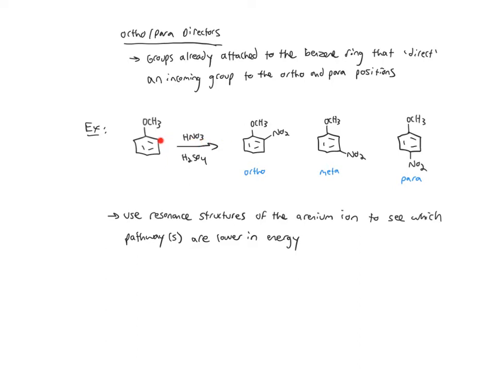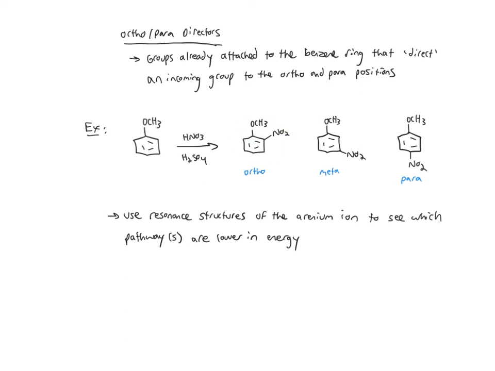So we have either the position right next to the group that's already on the ring, which we call the ortho position when they're on carbons right next to each other. This side over here on the left would also be an ortho position, but it would be the same product as the one that we've drawn here, because it's still just one carbon apart and this ring is flat. We could just flip it over and we would have this structure here.